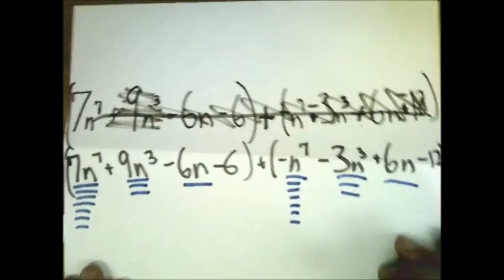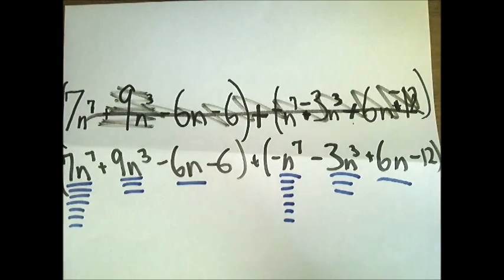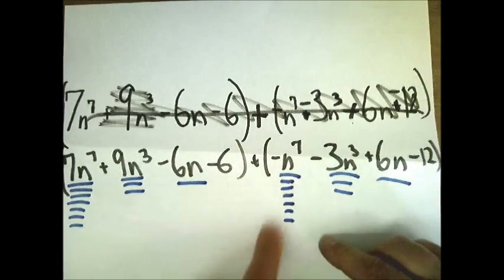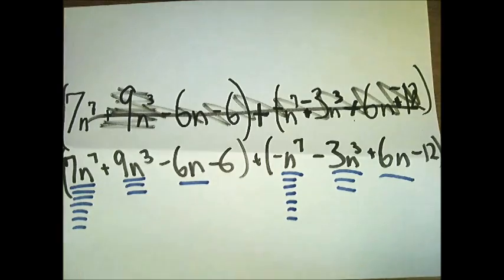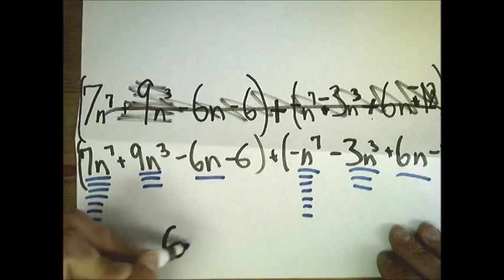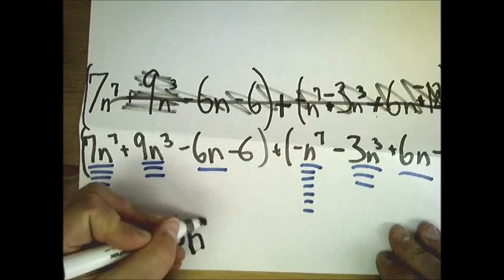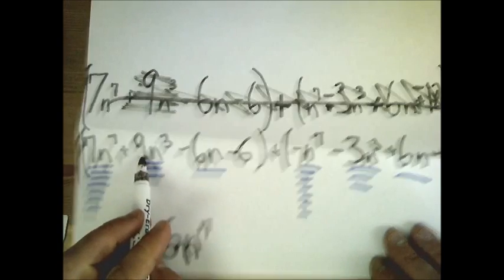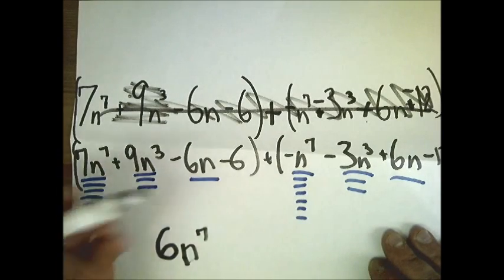Now, to combine these, I need to find my like terms. These gigantic lines are indicative of being like terms. So I just do 7 minus 1. So 7 minus 1 is 6 n to the 7th power. Then I look at 9 n to the 3rd minus 3. 9 minus 3 is 6.